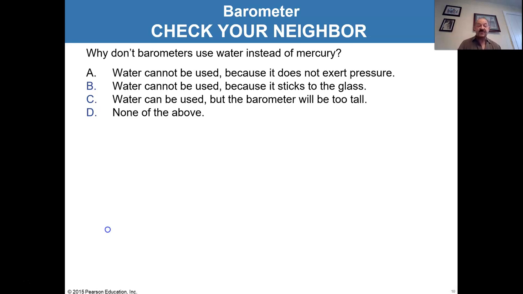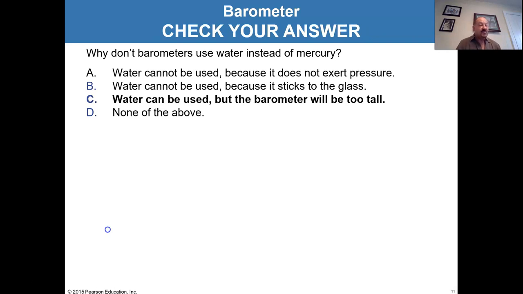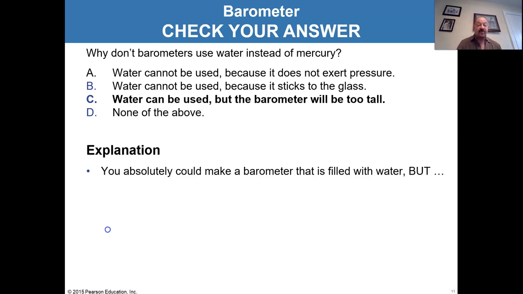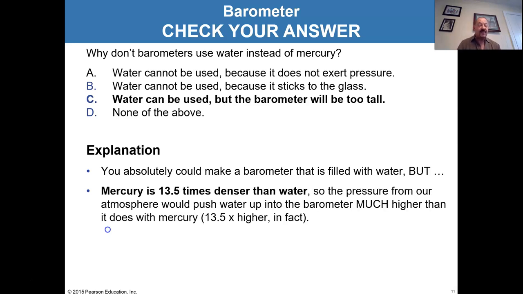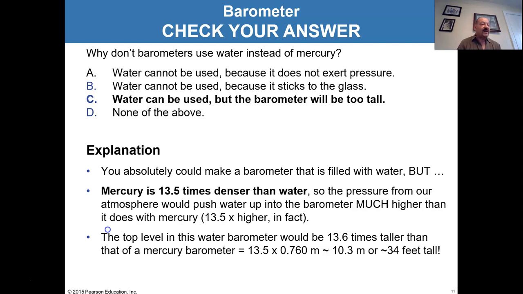Well, I gave you a few hints. Remember, a column of mercury, 760 millimeters high, has the same weight as the same width column of water, 10.3 meters high. So the answer is, you would just have to have a really, really tall barometer. You absolutely could make it with water, but because mercury is 13.5 times denser than water, you'd be able to push a column of water 13.5 times higher than that 760 millimeters. Well, that works out to the 10.3 meters that we talked about, or the 34 feet.